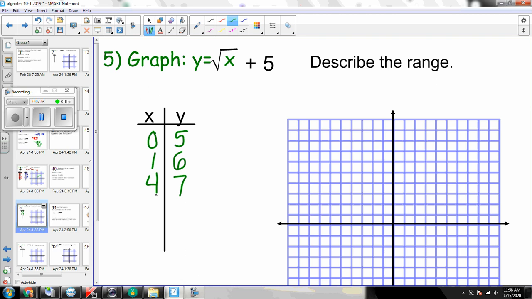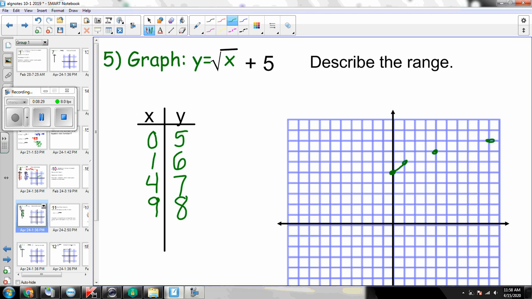If I went on to my next perfect square number, which is 9, I could take the square root of 9 to get 3. 3 plus 5 would be 8. So here are some of the points on my graph. I'm going to graph 0, 5, so that means don't go left or right, go up to 5, then 1, 6, 4, 7, and my last point in my table is 9 up to 8.